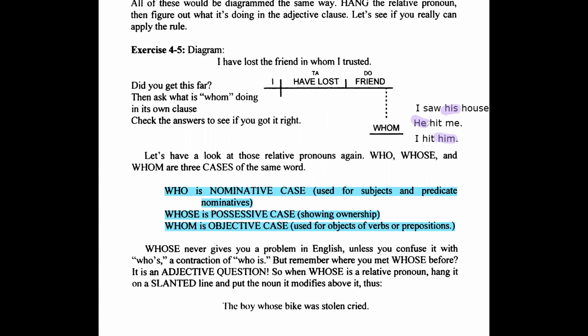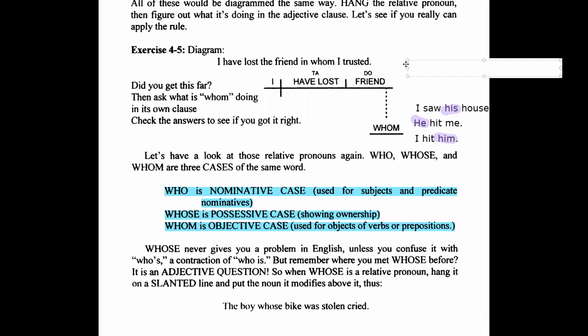He hit me, he is the subject. I hit him, him is the direct object. I saw his house, his is an adjective. It's showing possession. So these actually correspond to the three cases. So let's look. We have who is the nominative case. So the nominative case is when you have a subject or a predicate nominative. So he hit me, right? Now, this sounds strange to us sometimes, but this is grammatically correct.